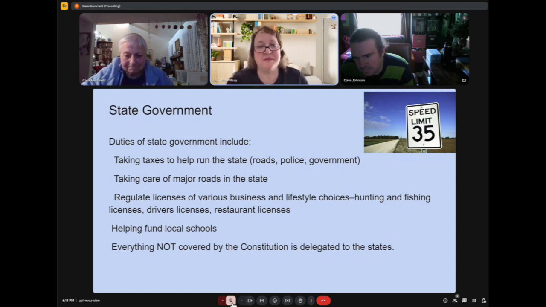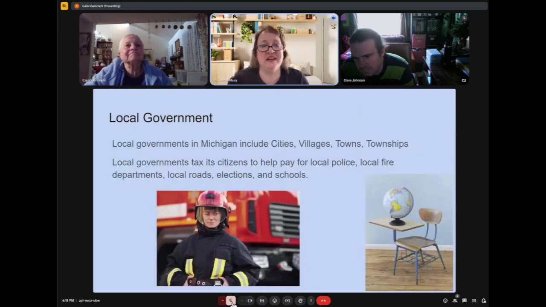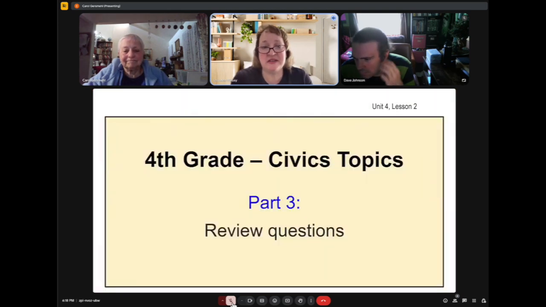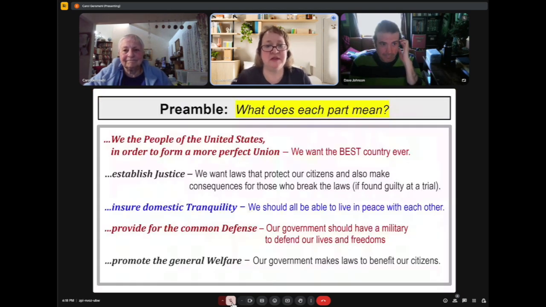And then local government: villages, cities, towns, townships. The local governments tax their citizens to help pay for the local police, local fire department, local roads, elections, and schools. So if there are pieces that are missing, please throw them in, and we'll throw them in there.